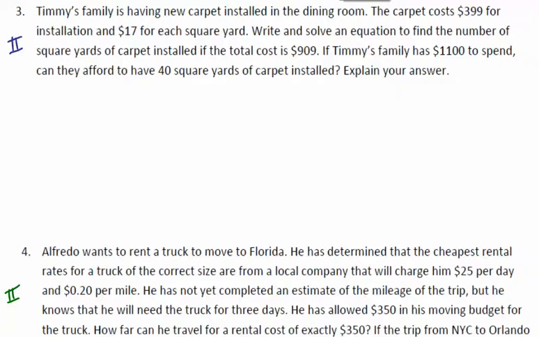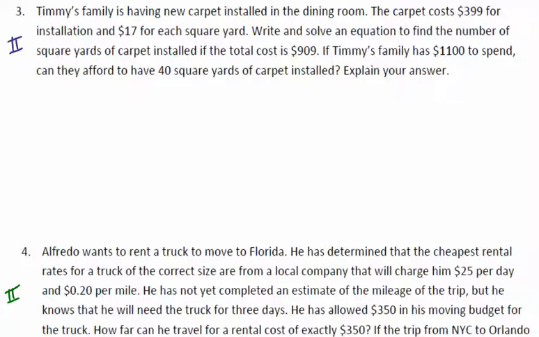In this video, we'll take a look at Roman numeral type 2 problems, both from the no picture packet and then some other examples from the picture packet. So in this problem, Timmy's family is having new carpet installed in the dining room.